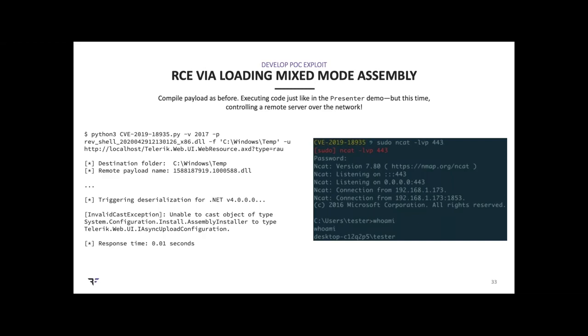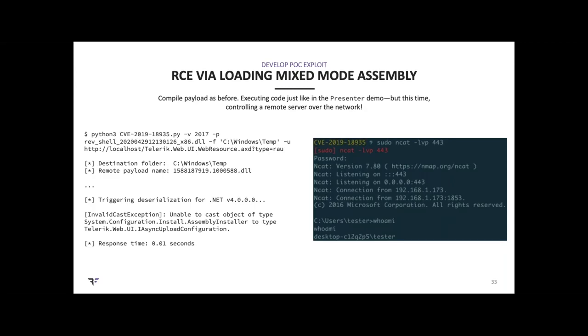We use that Python script after compiling our payload, and we upload the DLL with an initial request, and then following up with a second request, we specify an assembly installer object that the program should deserialize, whose path points to the DLL we just uploaded, and it loads it into memory and calls back to us with a reverse interactive shell. And again, I want to highlight, this is all happening because we can specify an arbitrary JSON object and type to the deserialize function that's taking place server side.